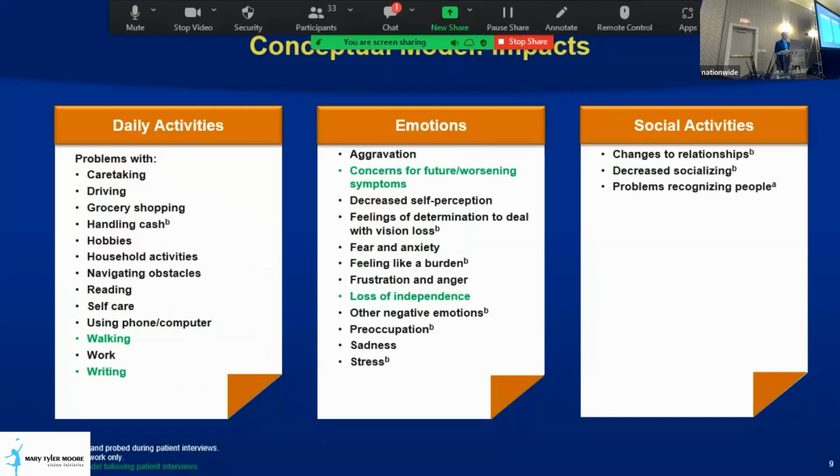For impacts, we note that there are a number of concepts that were identified in the literature that did not come out of our patients' interviews. These include handling cash, feeling like a burden, and decreased socializing. There are some others on this slide, but I won't go through all of them. We did add a few more concepts from our patient interviews here: walking, riding, concerns for future worsening symptoms, loss of independence.